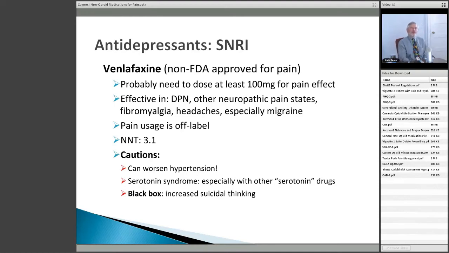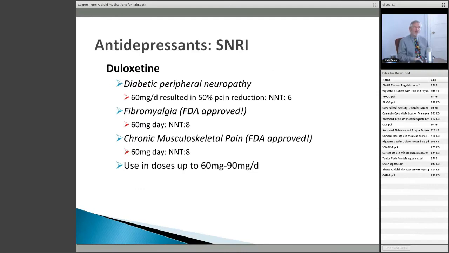The biggest problem I run into with venlafaxine in my population is hypertension. A lot of my patients have hypertension, so if you're going to start this, the blood pressure must be controlled, and you have to watch it a little more carefully. When you're ramping up the dose of this drug, be careful to keep an eye on the blood pressure. This has serotonin effects, so if you use it with other serotonin drugs, you run the risk of serotonin syndrome, which is an excess of serotonin, often manifesting as a hyperadrenergic state and a hypermotor state. Again, there is increased suicidal thinking when you use this, even though we're using it for pain.